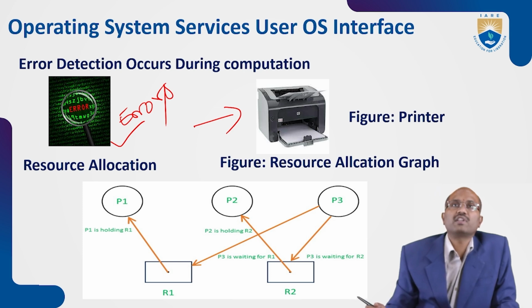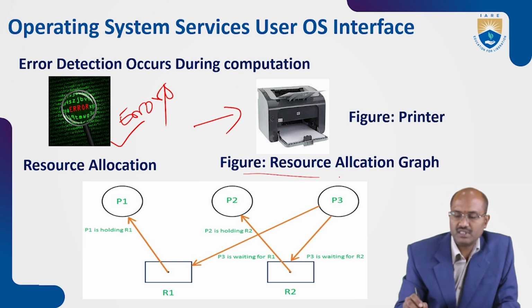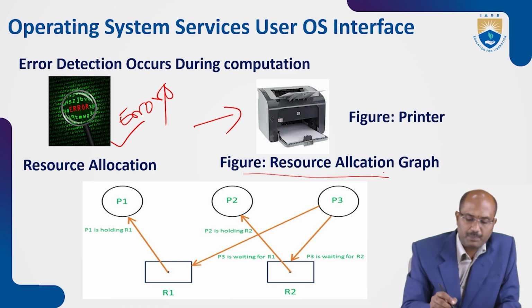But how is this working? One of the services is resource allocation. How can resource allocation be represented? By a figure called the resource allocation graph. This is a resource allocation graph as represented here.